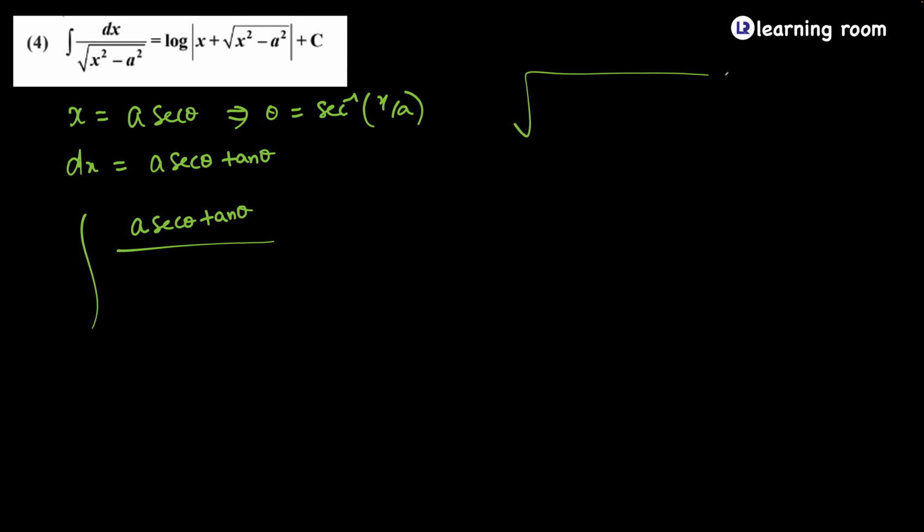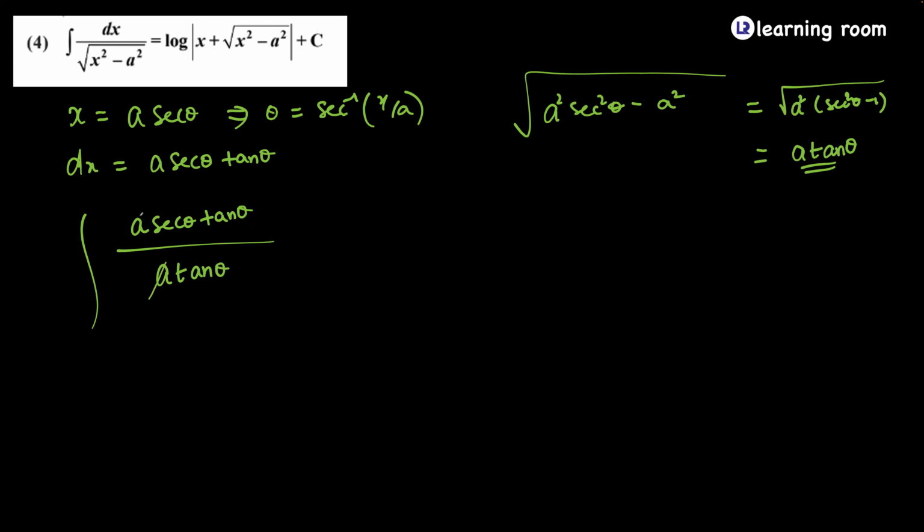So root of a square secant square theta minus a square is going to be equal to how much? Root of a square into secant square theta minus 1. Secant square theta minus 1 is tan square theta. So you'll have a square tan square theta, which is a tan theta. Substitute it here. So a and a are gone, tan theta and tan theta get cancelled. You will have integral of secant theta d theta.